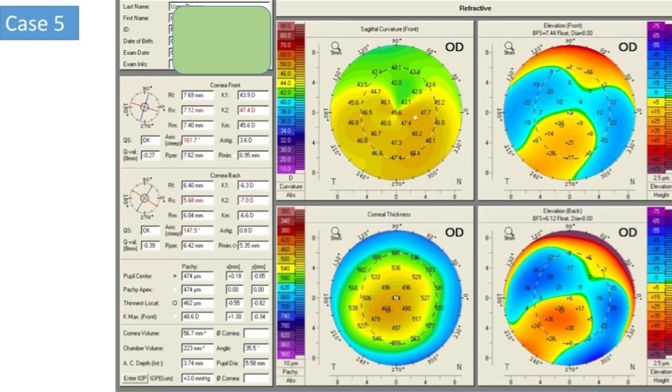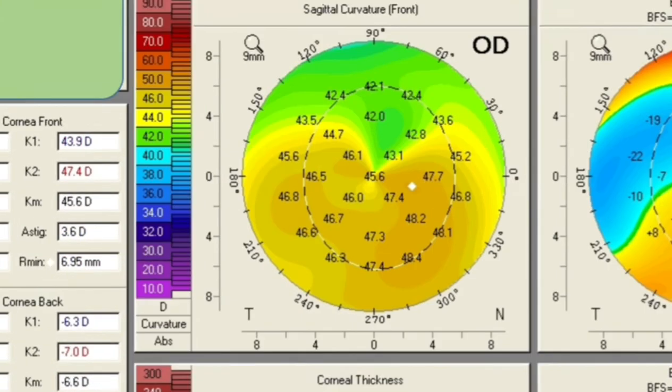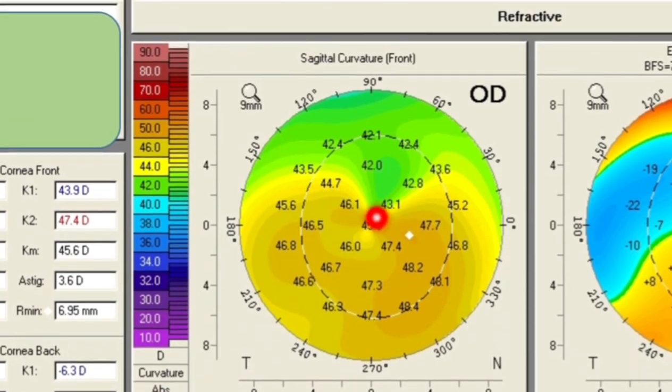And if we see the sagittal curvature map, I think this is also a case of keratoconus, where the color pattern is telling us that it can be a case of keratoconus, that is why I am saying so. Now let us move to the values, here 42 and here 47, and the difference is more than 2.5.